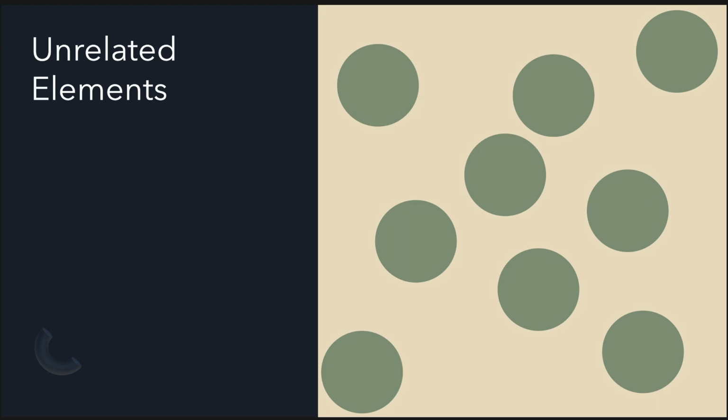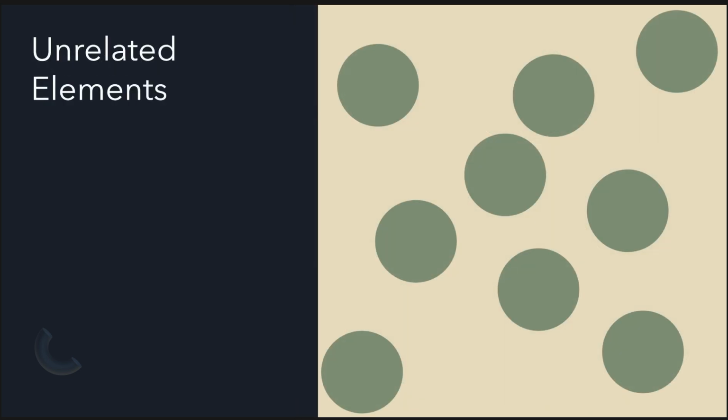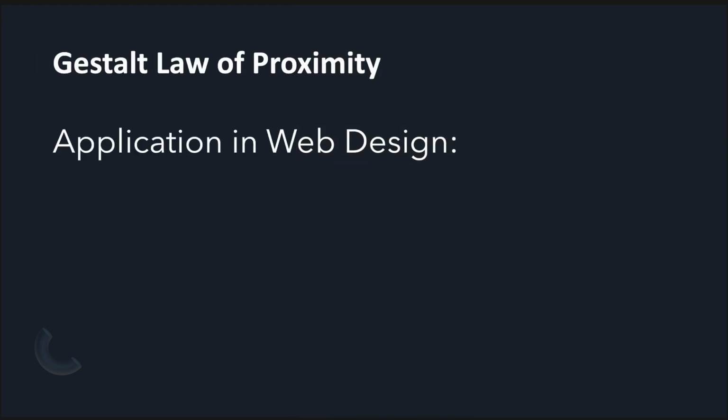Now, if I take those same circles and put them in a way that's related, suddenly, instead of these just being 9 circles, we have one shape here. So here, 9 different shapes. Here we have one shape of a box full of circles. So this is, again, just how we are going to think about using proximity.